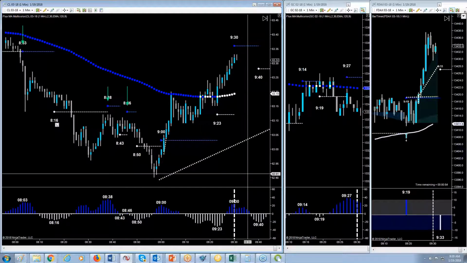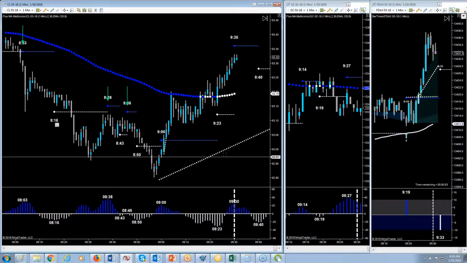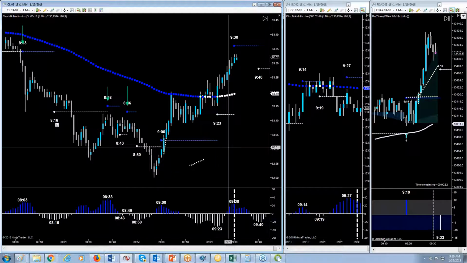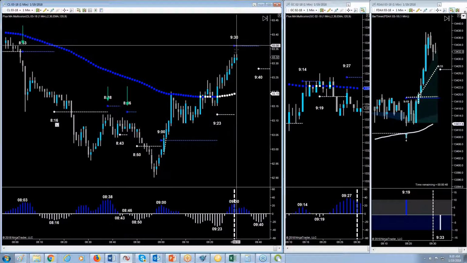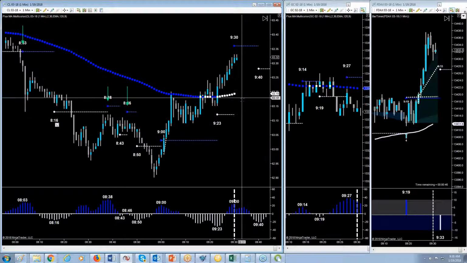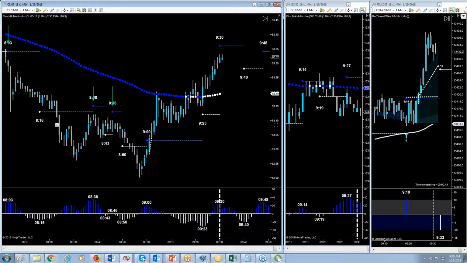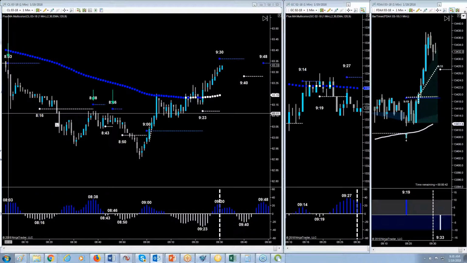So we're coming into 9:30 on crude. Remember, the trend is up. So we expect to see these punctures up here or small retracements down. The next signal in the direction of the trend is when?